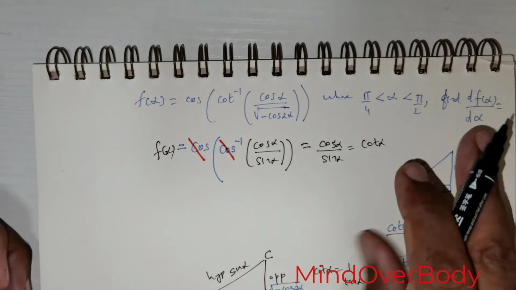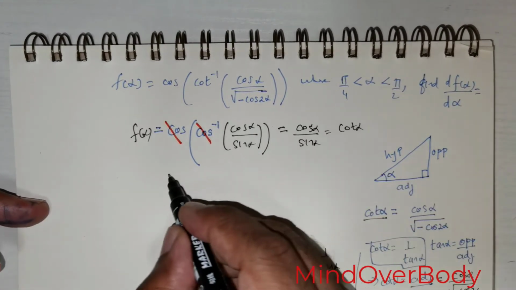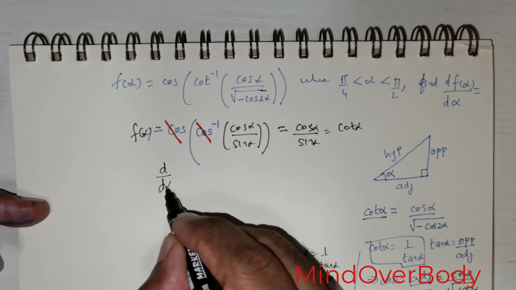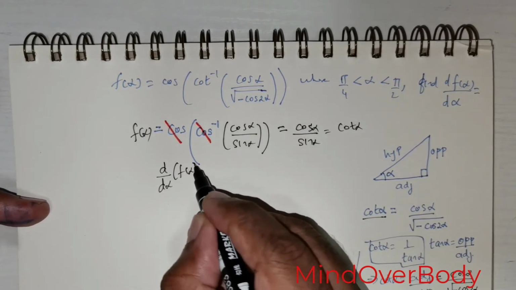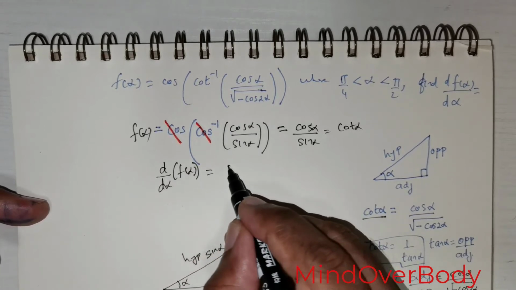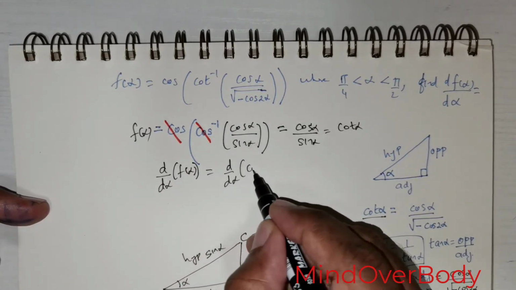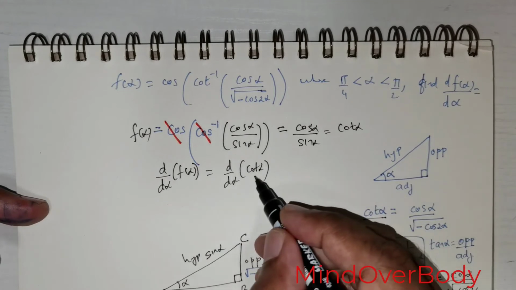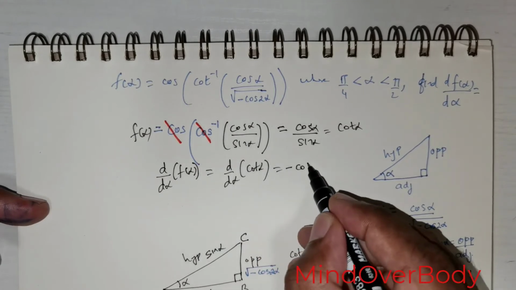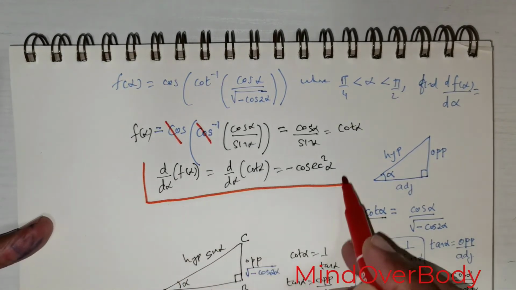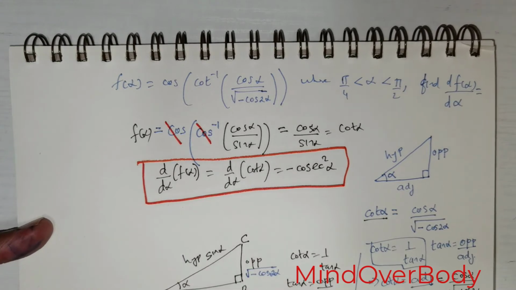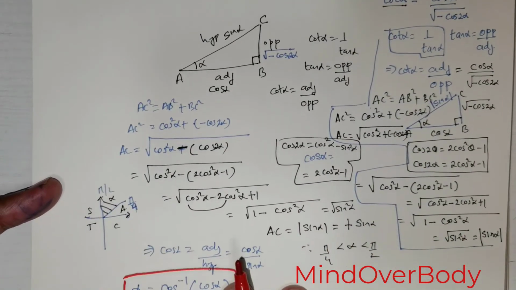And what are we required to do? We are expected to find d by d alpha of f of alpha. So what is that equal to? That's nothing but d over d alpha of cot alpha. And what is the differentiation of cot alpha? Negative cosecant squared alpha. So this is a good place for us to draw the red line, students, and we will move on to the next question.